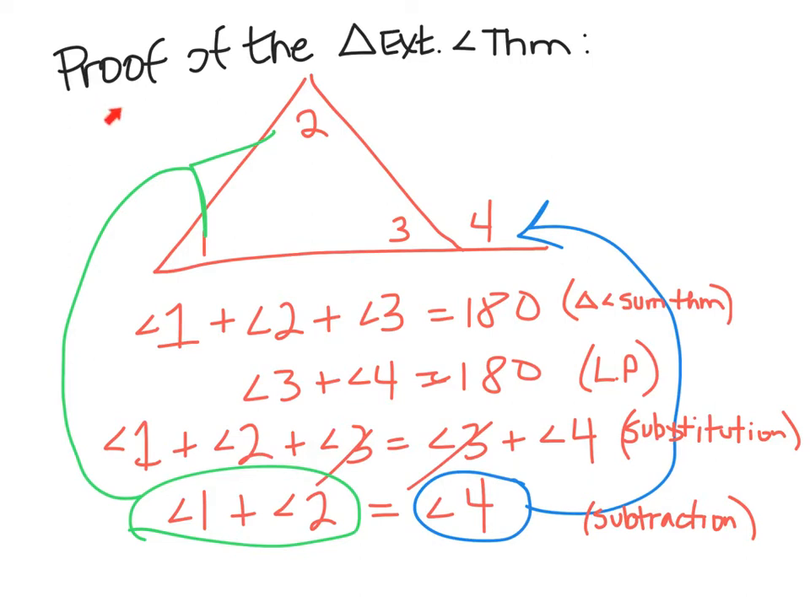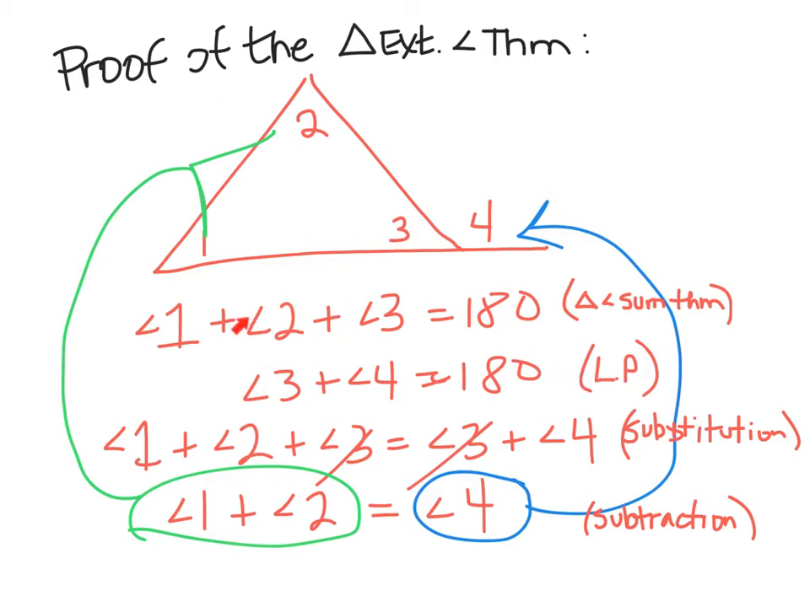So this is a proof of the triangle exterior angle theorem. And you don't really have to write this down, but I just want to show you why this is a theorem. So if you take the 3 angles in a triangle, they add up to 180, because of the triangle angle sum theorem that we did yesterday. We also know that angles 3 and 4 also add up to 180. Those are a linear pair. And linear pairs are supplementary.